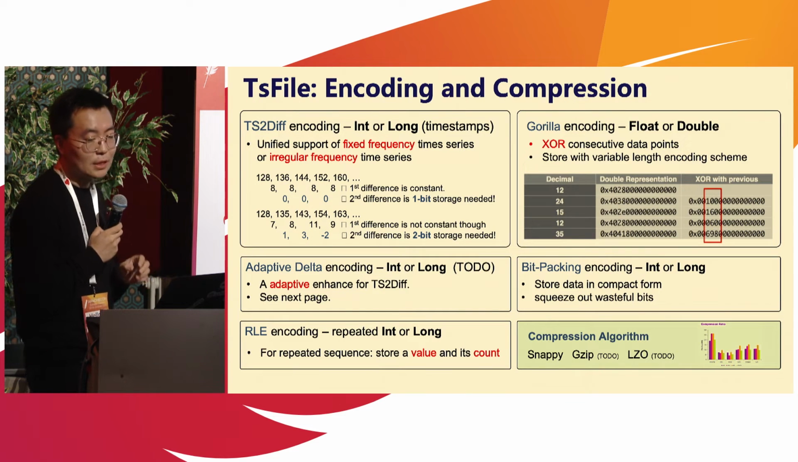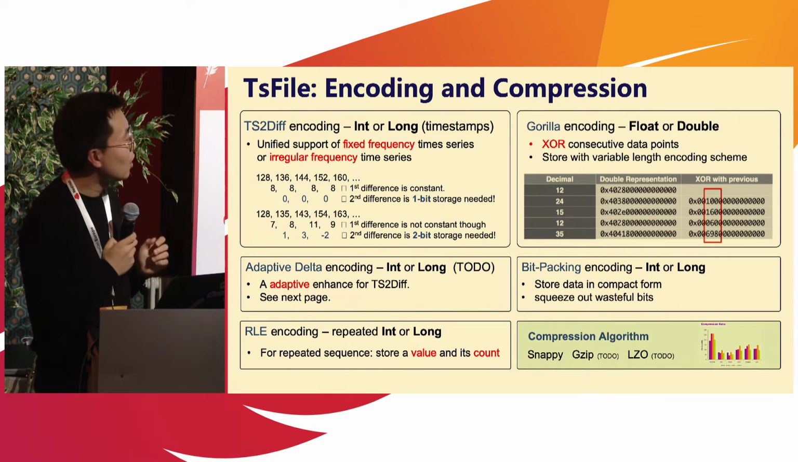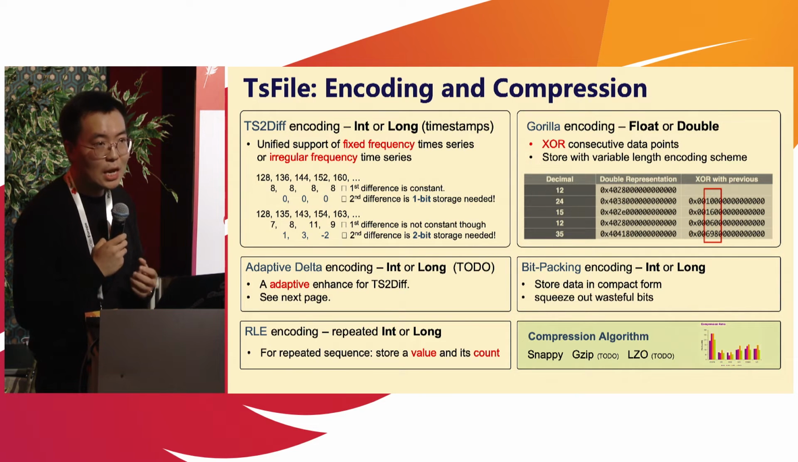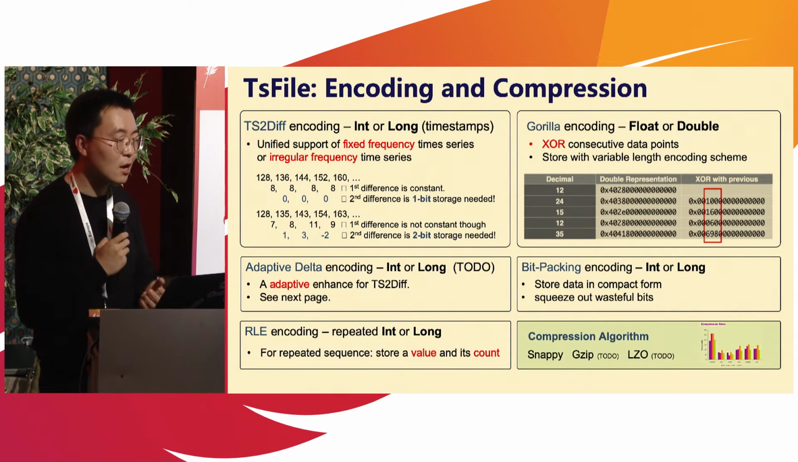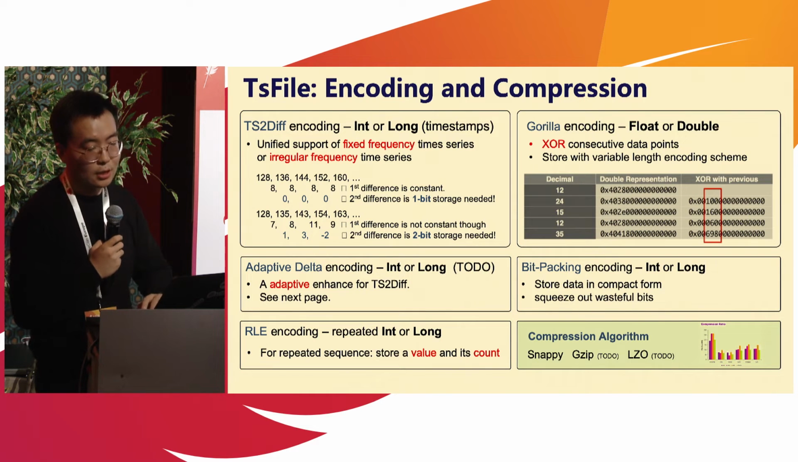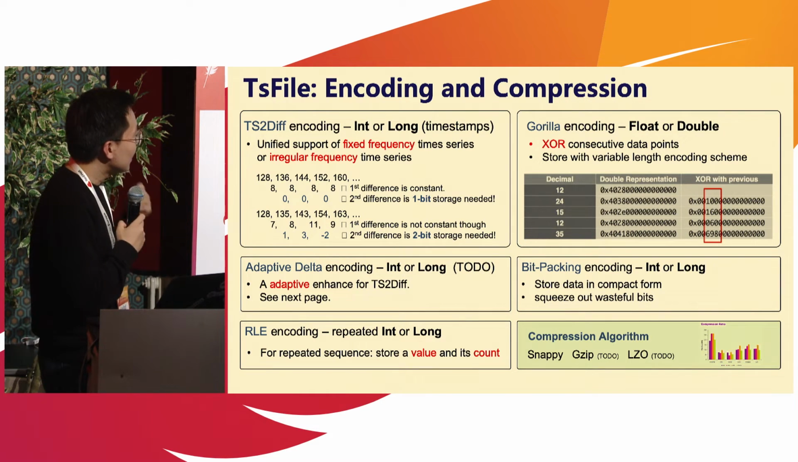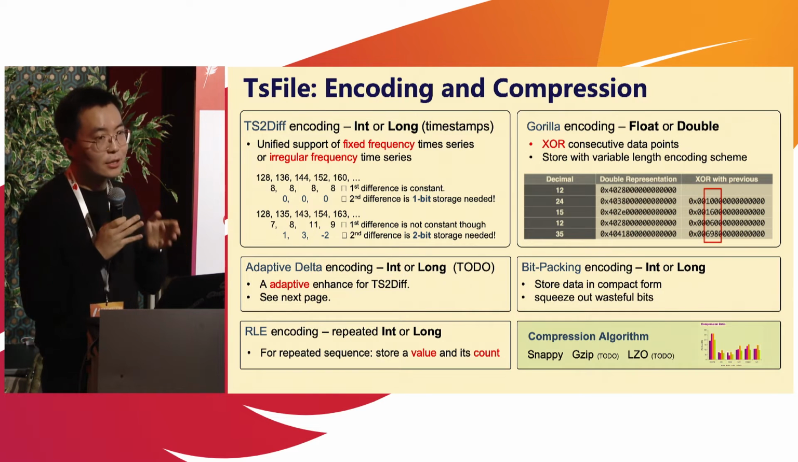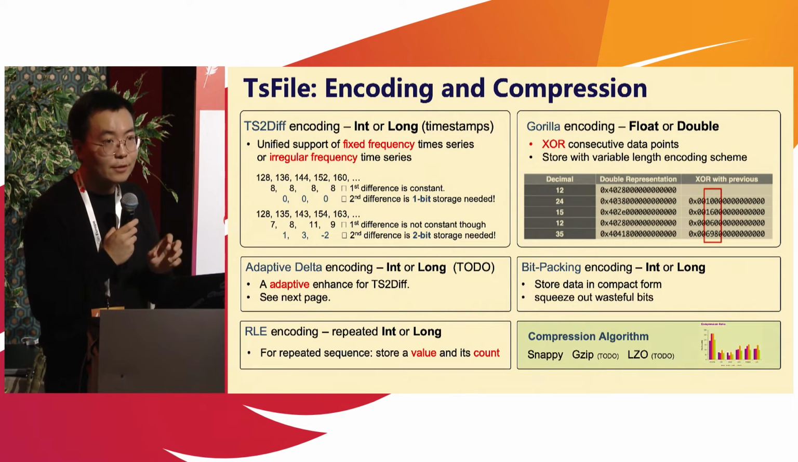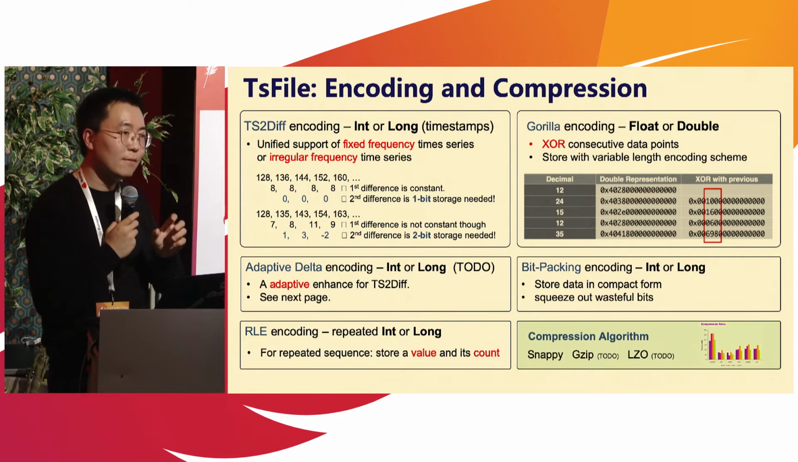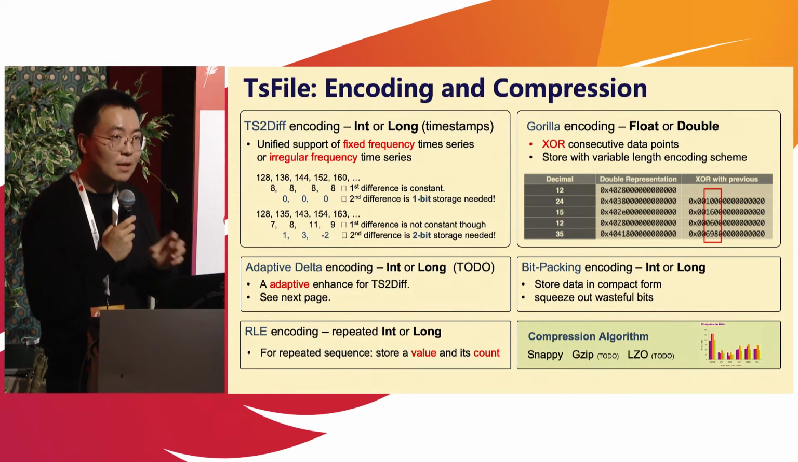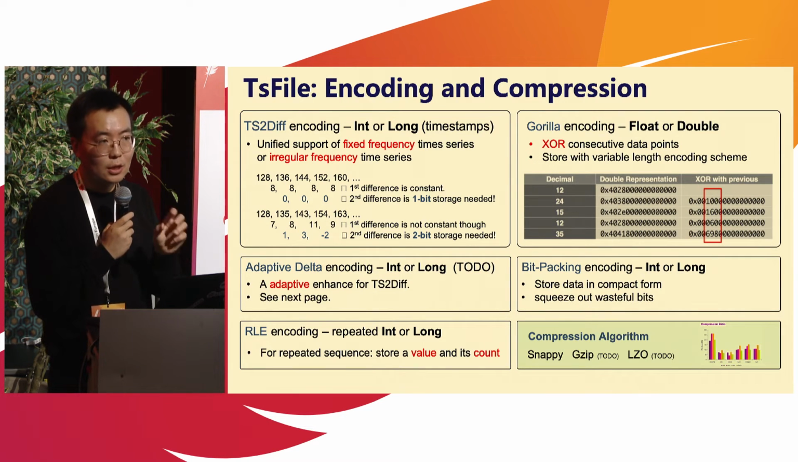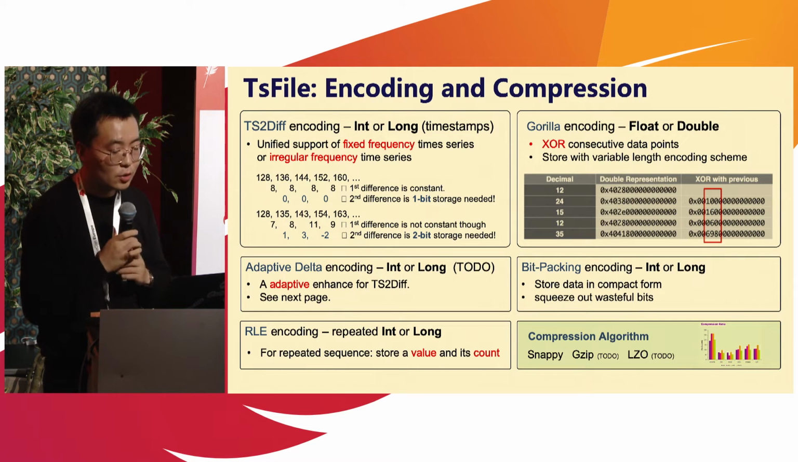So we further design an adaptive version of TS2diff encoding, which can encode the time series data with outliers or missing data points efficiently. With this technology, we can cut a page into several pages to avoid the effect of some missing points, and we can save the outlier points separately to get a high compression ratio.